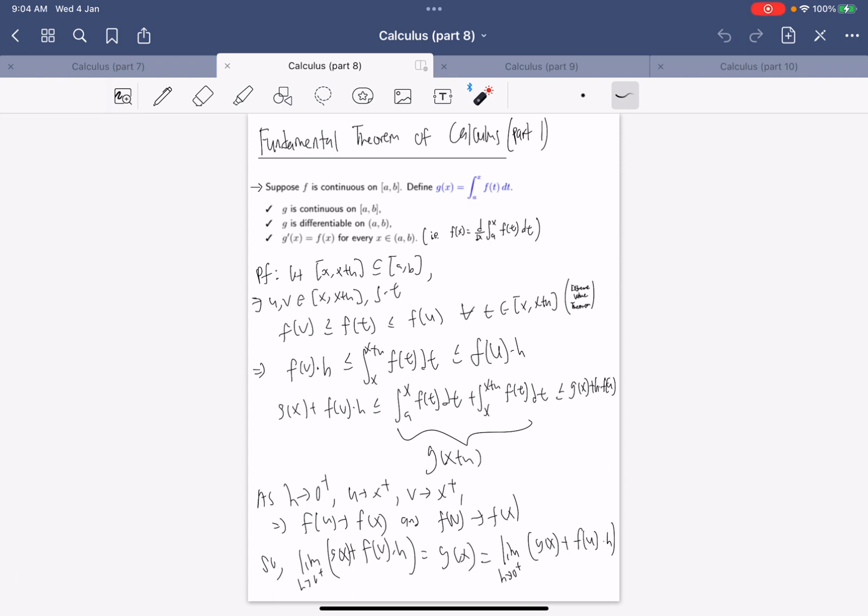Now we'll move on to something more important, which is the fundamental theorem of calculus. And this is just the first part of the theorem. In subsequent videos, we'll show you the second part, but let's try to understand what the fundamental theorem of calculus is. It states that suppose f is continuous, and we define a new function g(x), which is the integral from a to x of f(t) dt.